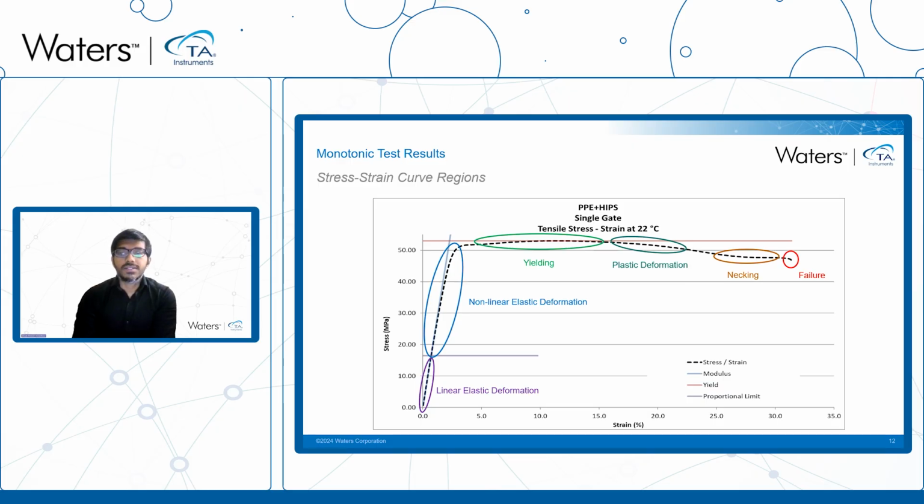After that, the region we can identify is the necking region, where the material undergoes a localized reduction in cross-sectional area, which leads to a non-uniform deformation. Finally, with more strain applied, the material ultimately reaches a point where it can no longer withstand the applied stress, and it ruptures, experiencing ultimate or global failure.